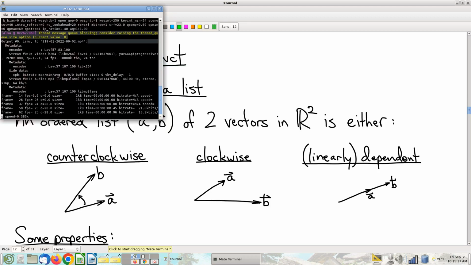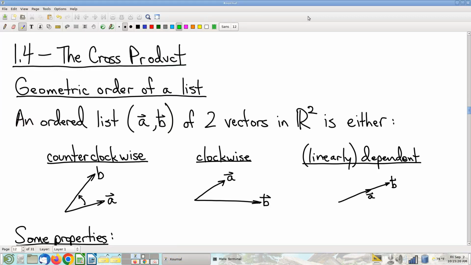And there we go. Okay, so here's a new topic for today. We finished 1, 2, and 3 last time, starting off now with 1.4. So the cross product, I hope y'all have seen the cross product in Math 218 at least a little bit.